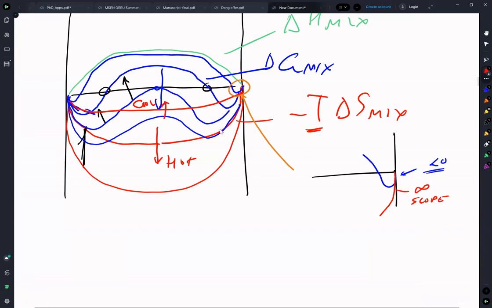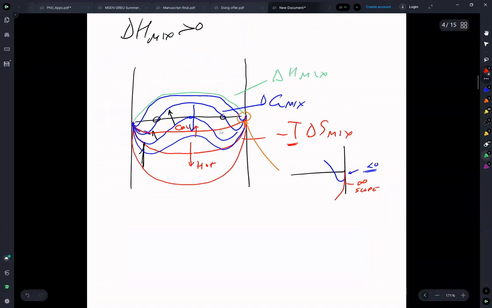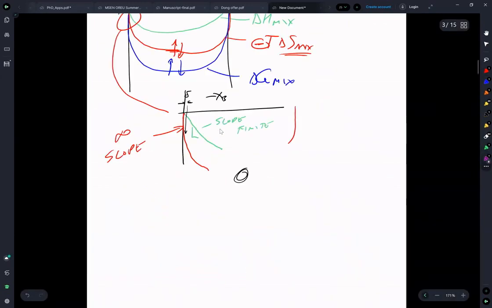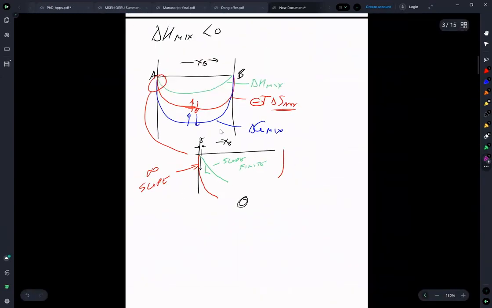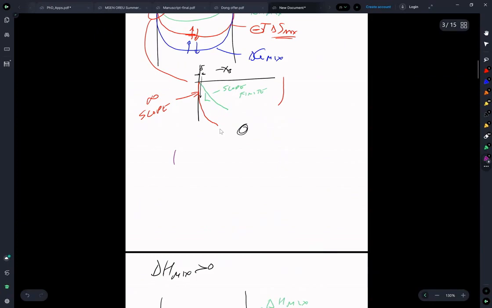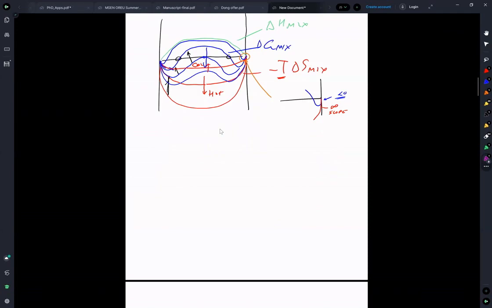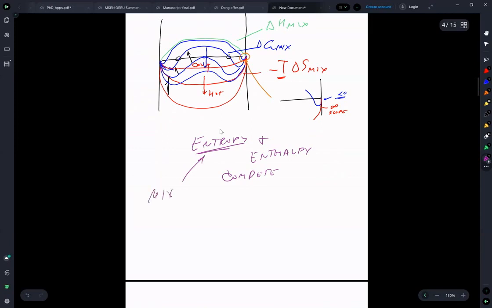So you can think then of this type of curve. Well, you can think of these two curves as one in which both the entropy and the enthalpy drive mixing. And here, where entropy and enthalpy compete. And in this case, the entropy drives mixing and enthalpy drives unmixing, if you want to call it.